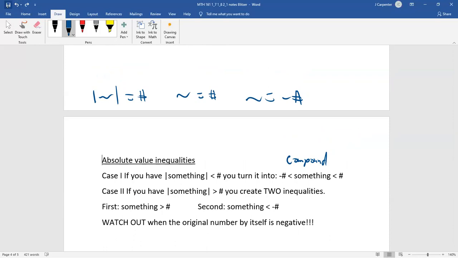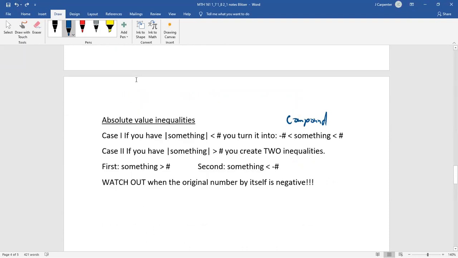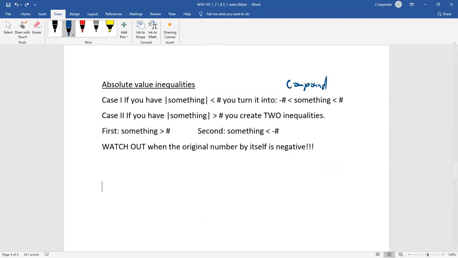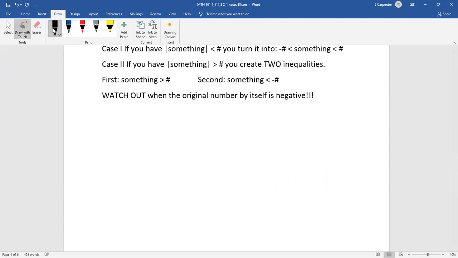Okay. That's the first case. When the absolute value is less than, you make a compound inequality that is drastically different than the second case. And before I even talk about the second case, I want to go ahead and do an example involving the first case, okay? So I know you can see what it says, but I won't talk about it yet.